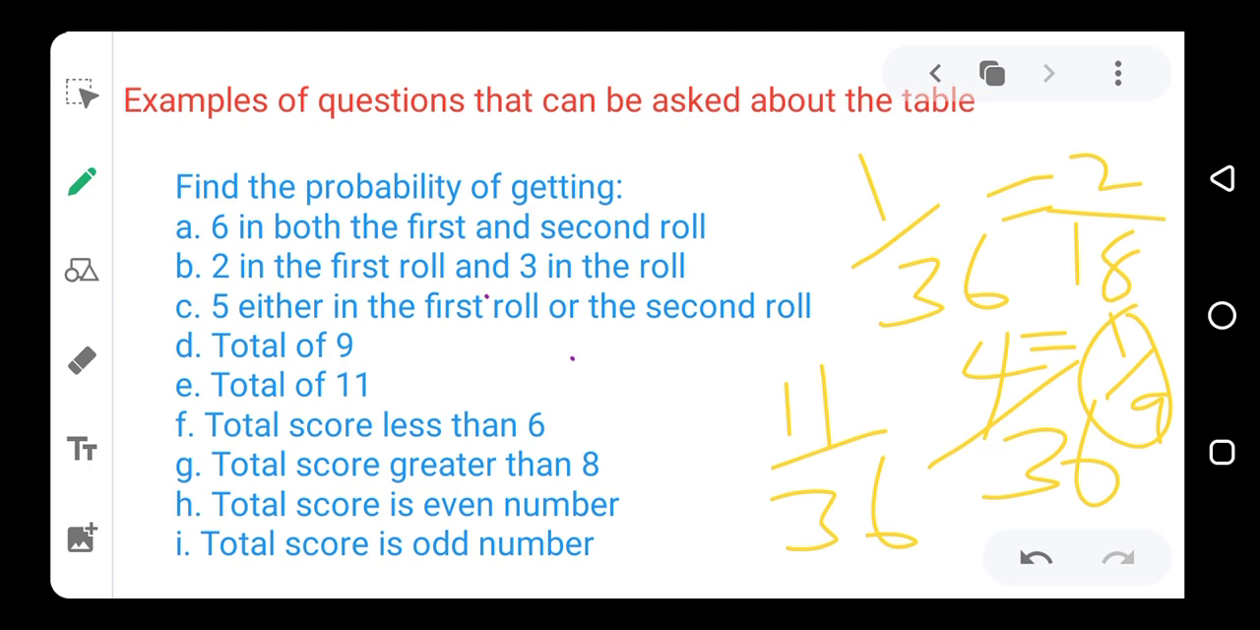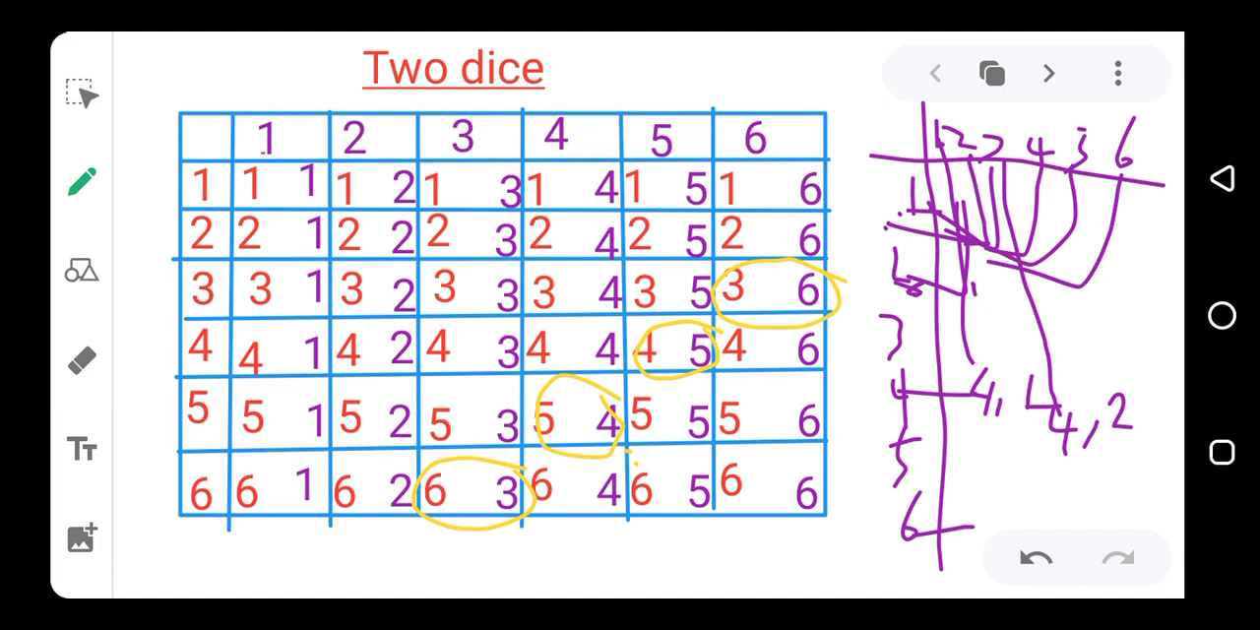Then a total of 11, you do the same thing. You look for the one that when you combine the first outcome and the second outcome, you are going to get 11.